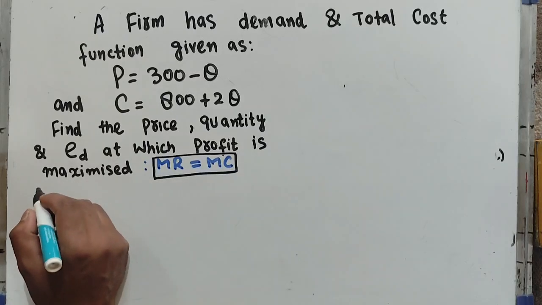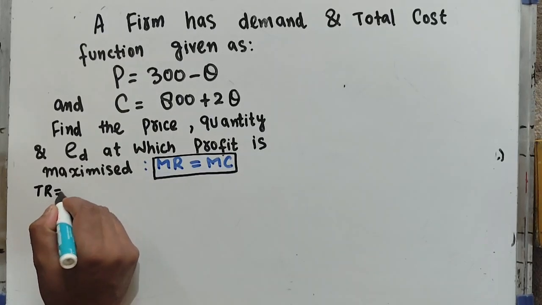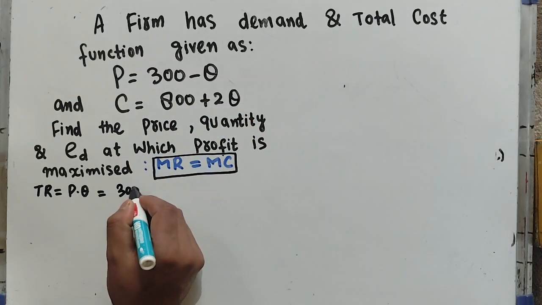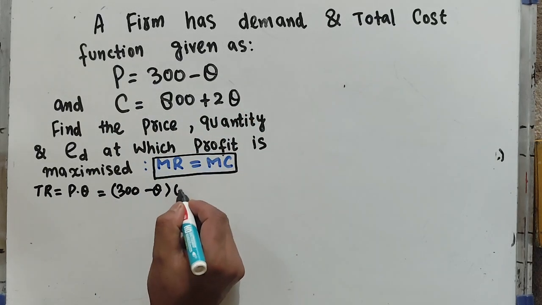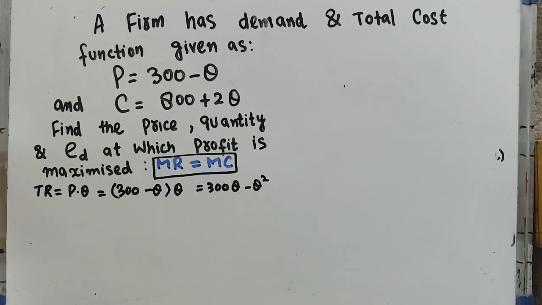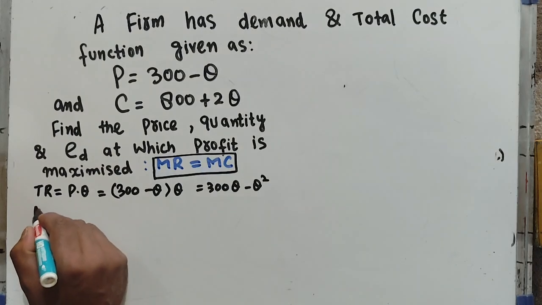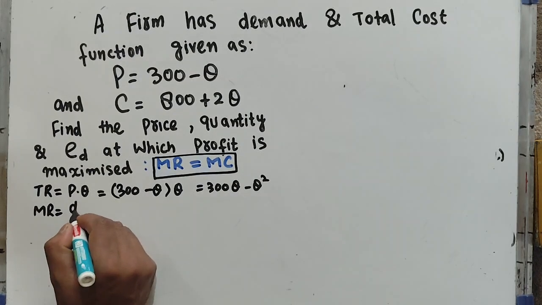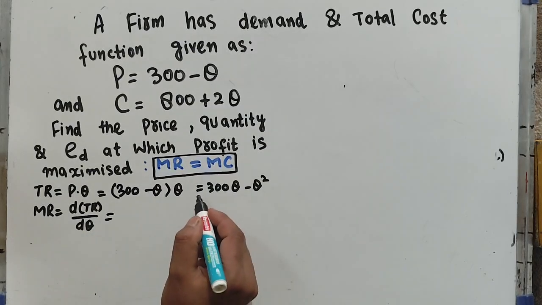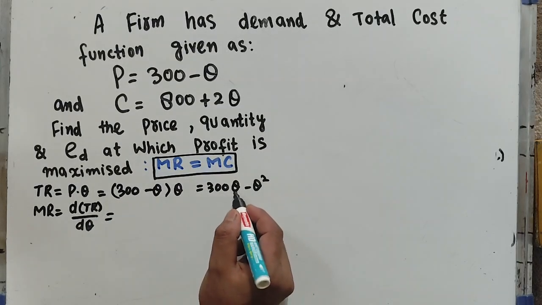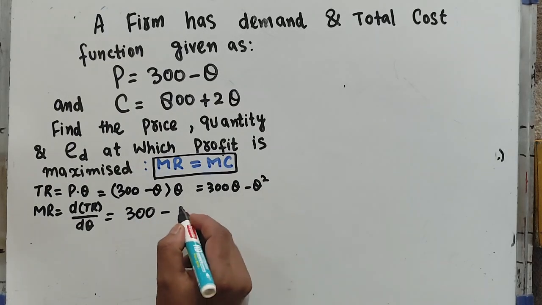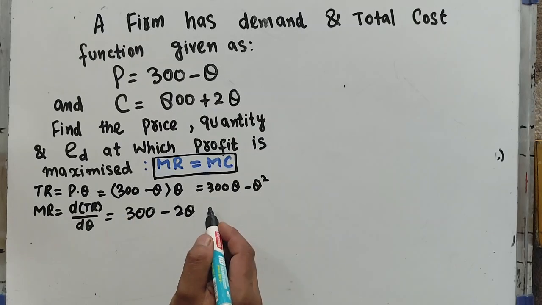First we need to find out the total revenue to find out the marginal revenue. Total revenue is simply price into output. The price function is 300 minus Q. To this we multiply output, so we get 300Q minus Q square. This is our total revenue. Now marginal revenue is simply the change in the total revenue due to the change in the output, that is the derivative of this total revenue function with respect to Q. Derivative of 300Q is 300, and derivative of Q square is 2Q. So this is our marginal revenue function.